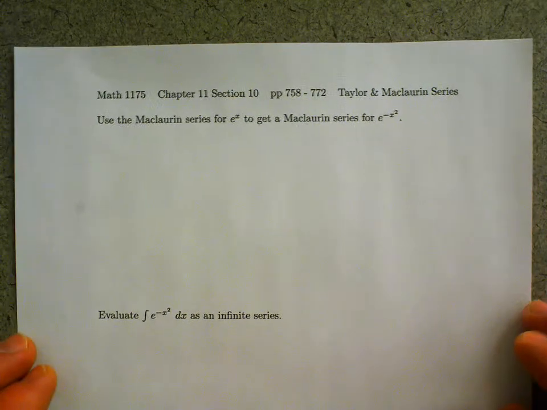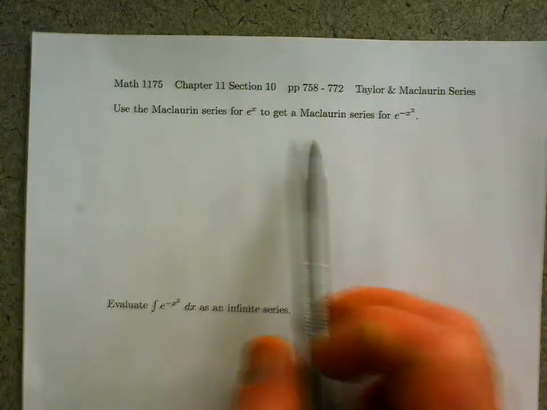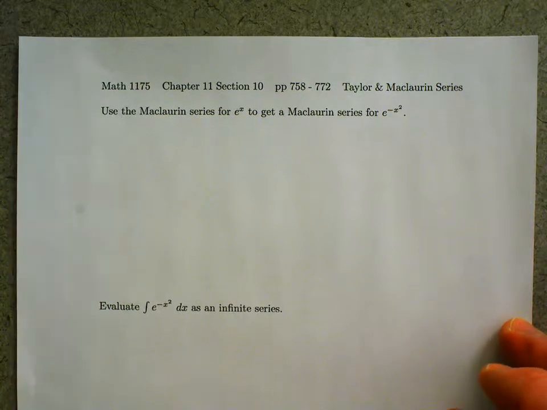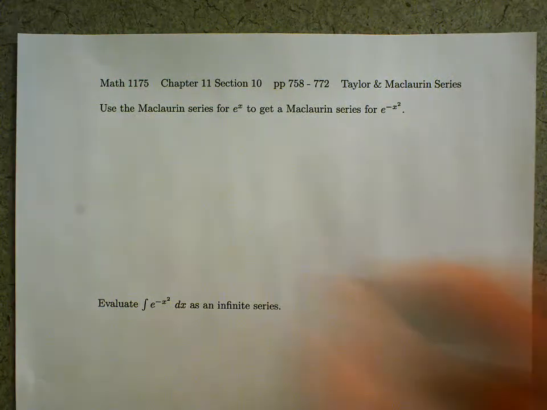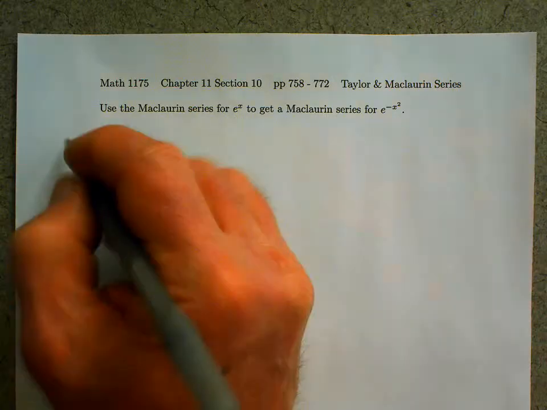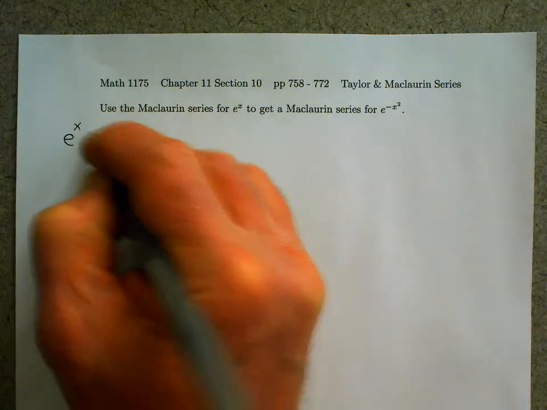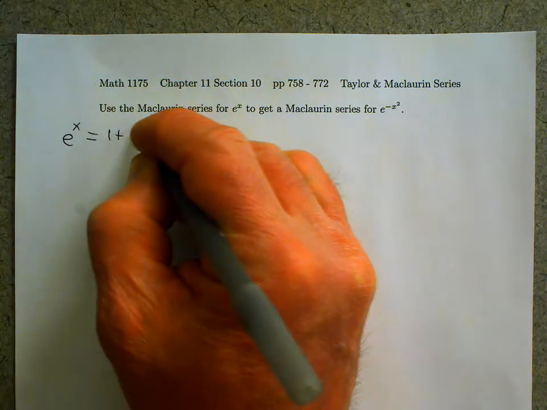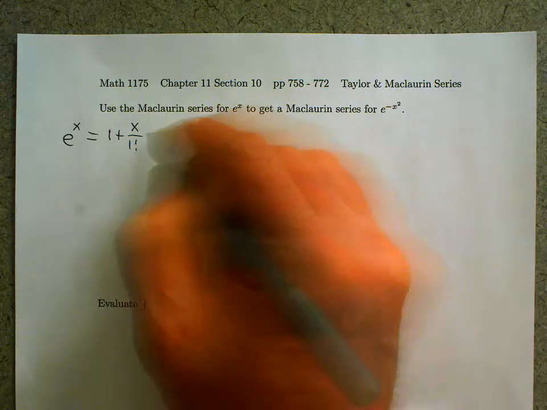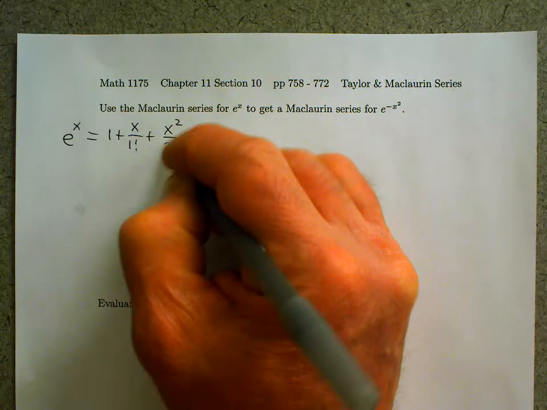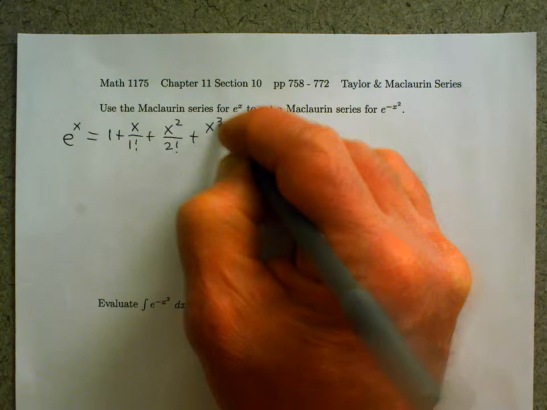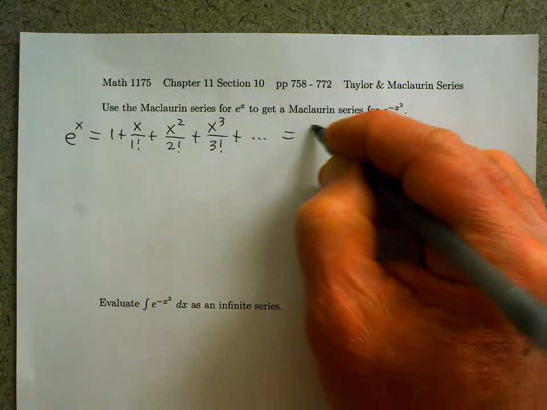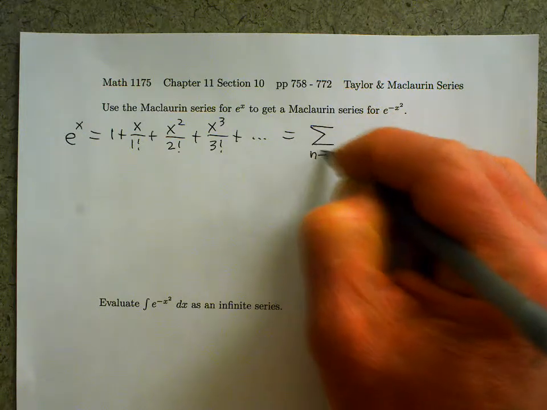use the Maclaurin series for e to the x to get a Maclaurin series for e to the negative x squared. So a reminder of what e to the x is, the Maclaurin series for e to the x. This is 1 plus x over 1 factorial plus x squared over 2 factorial, and so on. So the sigma notation.